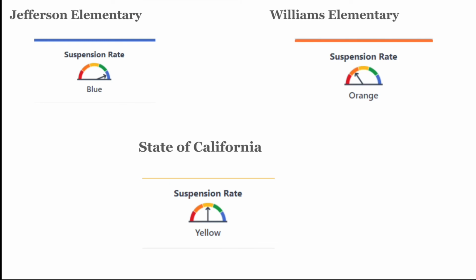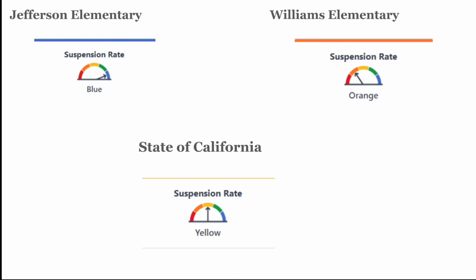Now looking at the suspension rate, which can affect the academic performance and engagement, for Jefferson Elementary, listed in blue, there's African Americans, English learners, Hispanic, the socioeconomically disadvantaged, and students with disabilities.